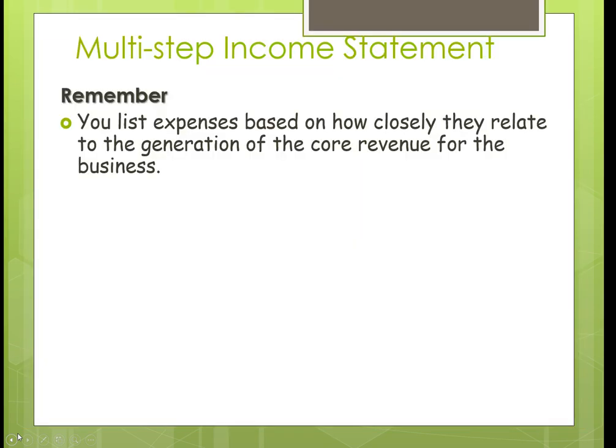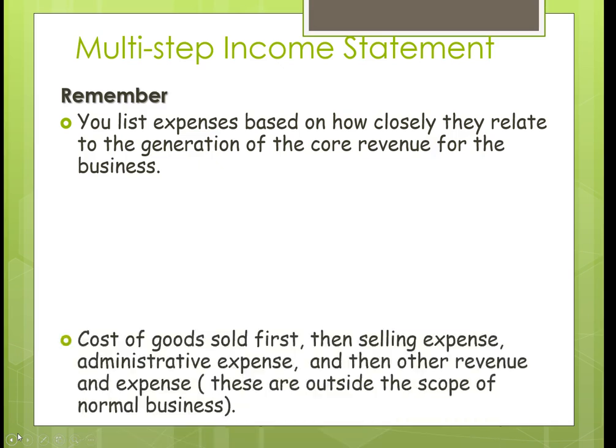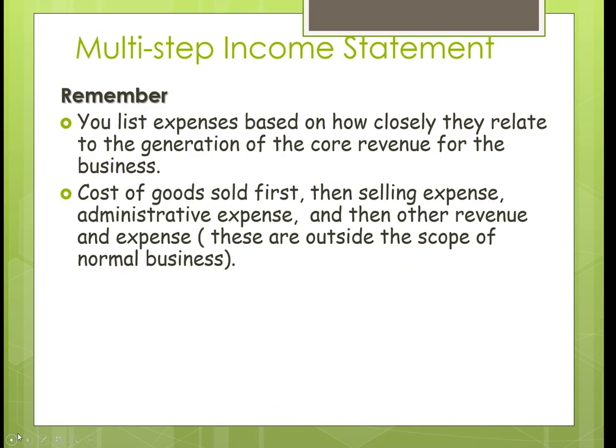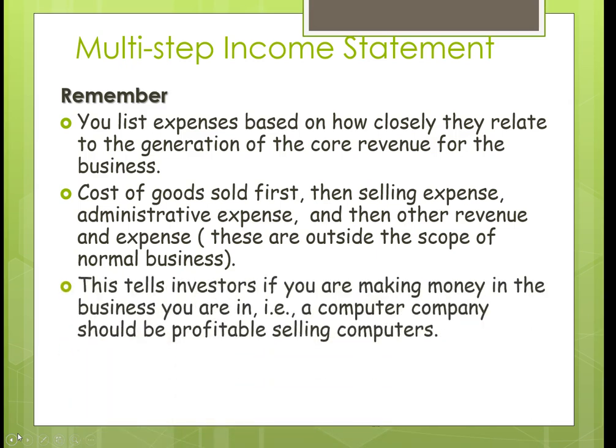So, multi-step income statement. Remember, you list expenses based on how closely they relate to the generation of the core revenue of the business. Cost of goods sold first, then selling, administrative, and other expenses. This tells investors if you're making money in the business you're in, because they want to know if you're profitable.